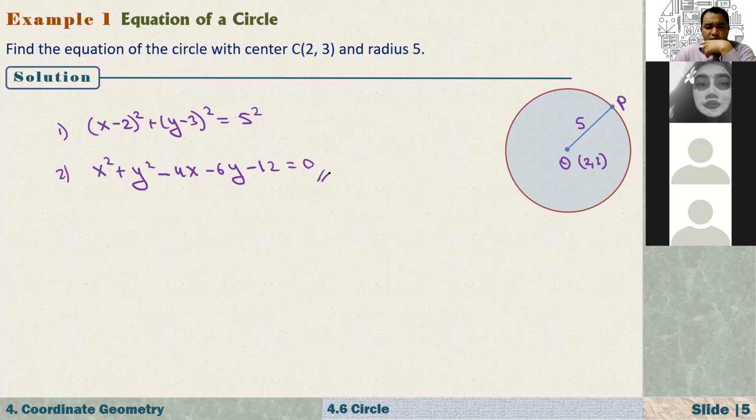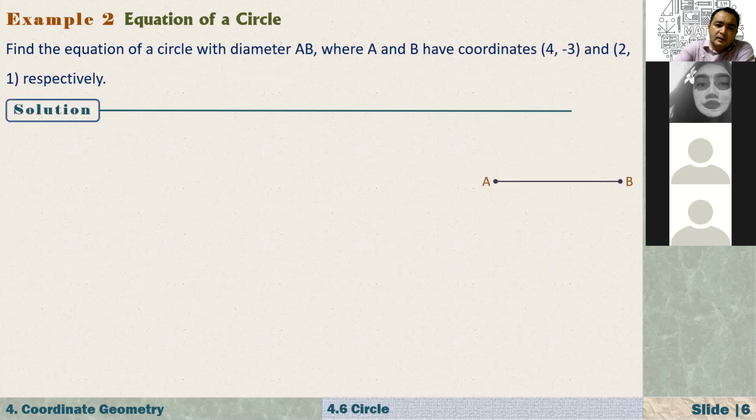This is just another form of the equation of this circle. Depending on the question, you can leave your answer in this form or in this form. Actually, both equations represent the same circle, but in different forms.